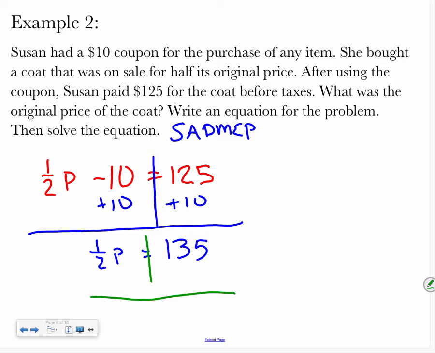So in order to undo multiplication, we must divide, right? Dividing by 1/2 is the same as multiplying by 2. Remember, dividing fractions is the same as multiplying by the reciprocal. So what I'm going to do, I'm going to divide both sides by 1/2, but that's really the same as multiplying by 2.